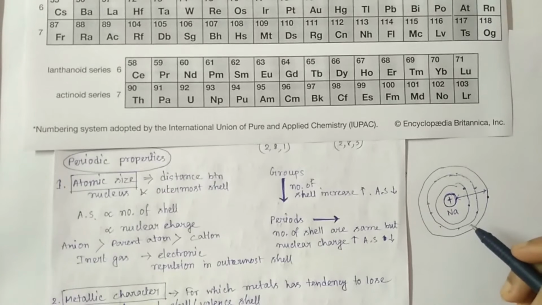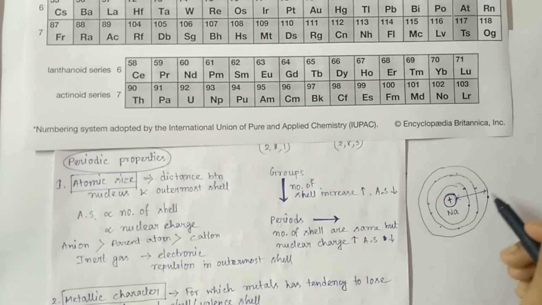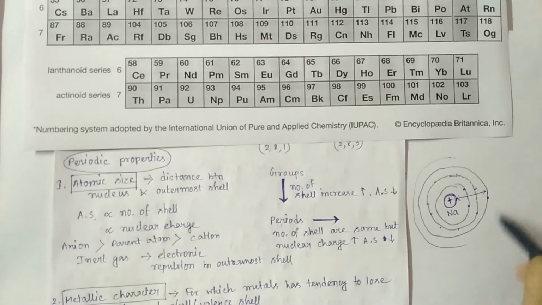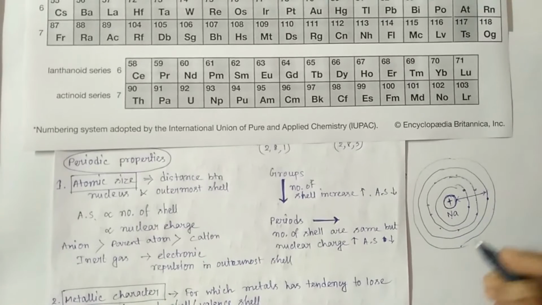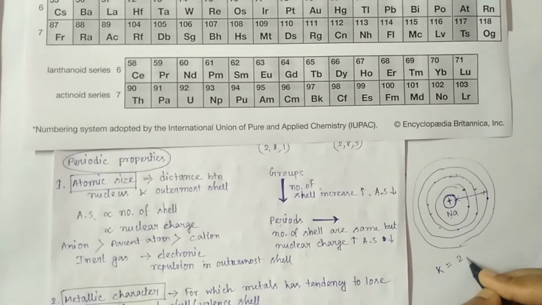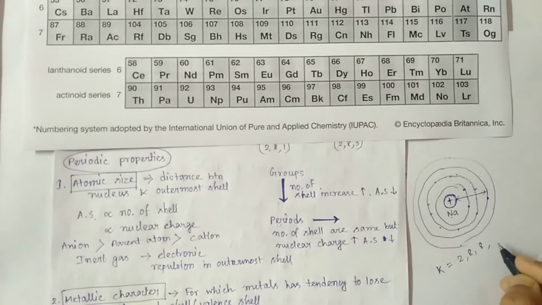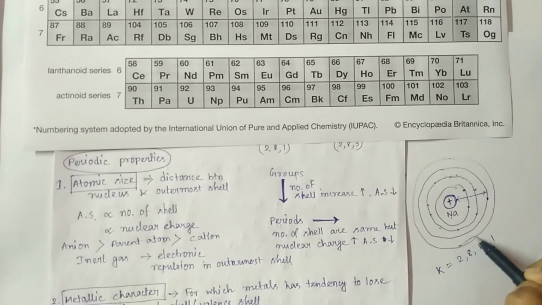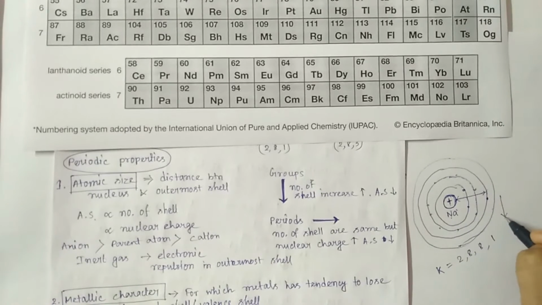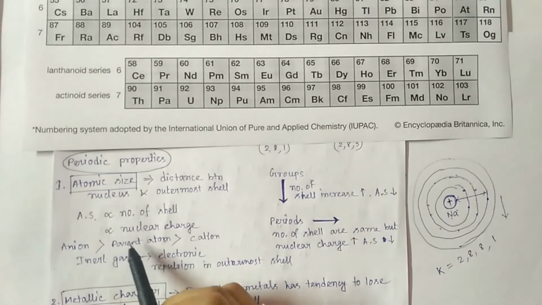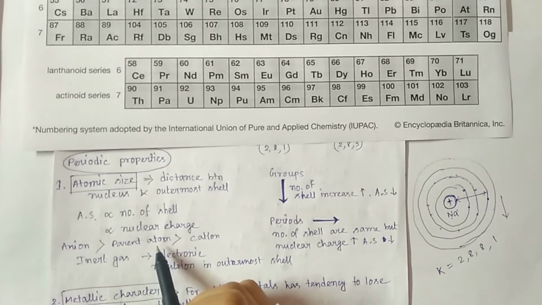So atomic size definitely depends on the number of shells, because if we raise the number of shells, for example when we move from sodium to potassium, we see the electronic configuration 2,8,8 and then 1. So it has one shell more than sodium. That is why its atomic size is bigger than sodium. It also depends on nuclear charge.